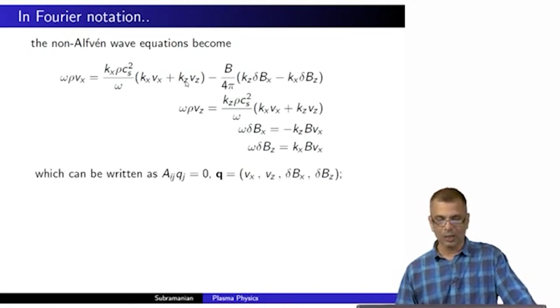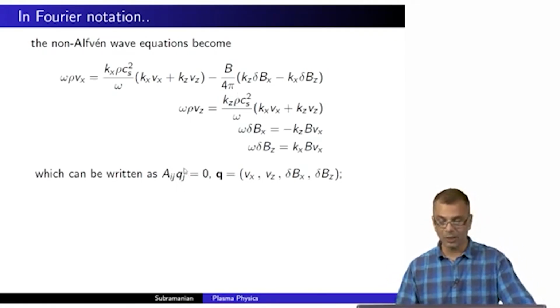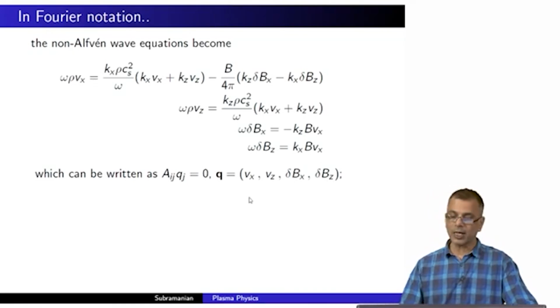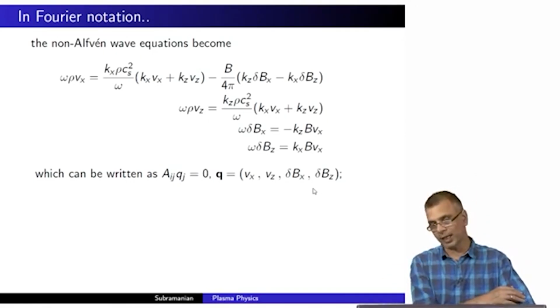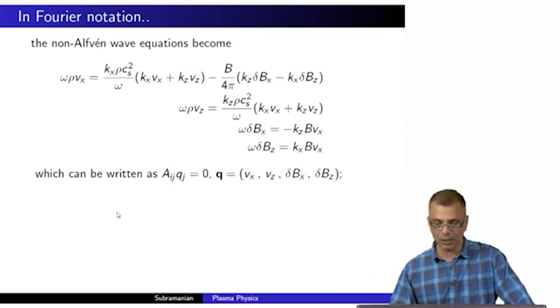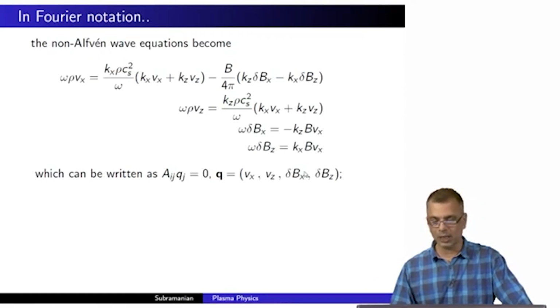Right. So now these equations can be written as a matrix times a vector equal to 0, where the vector comprises velocity Vx, Vz and magnetic field perturbations. And the important difference is that none of these involve y directed perturbations. We have already taken care of that with the Alfvén wave solutions, right? So they involve only x and z directed perturbations, of course, in velocity as well as magnetic fields.